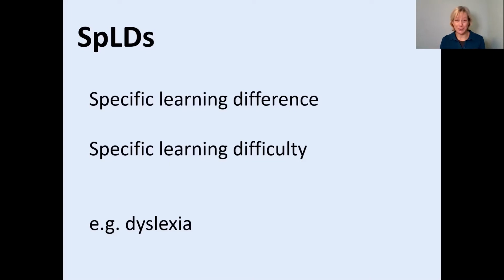But I have to acknowledge that there are some students, I think particularly teenagers, who don't want to be different, but they would like us to acknowledge that they are experiencing difficulties in some aspects of their work. So the two terms are quite useful, and in different situations, we might choose to use one or the other.